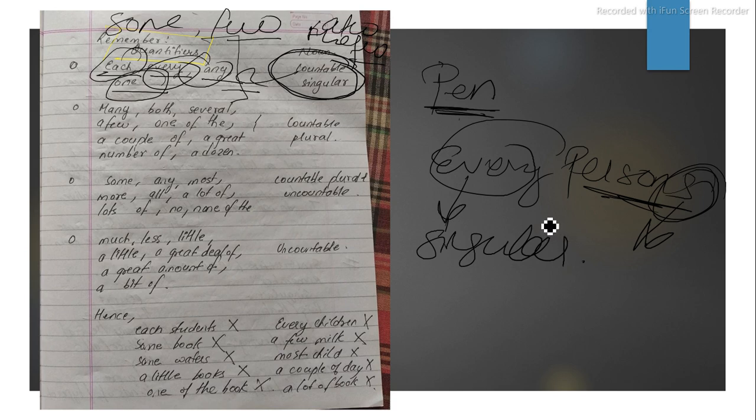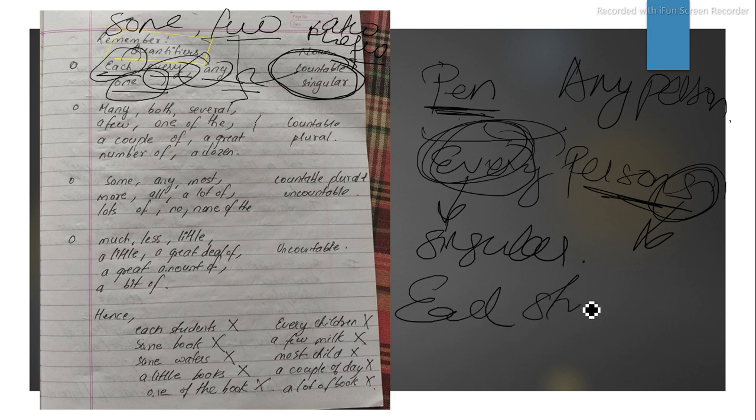Okay, people, what they confuse is that wherever there is the word every, they think that this is a plural word and it is going to be used in the plural. No, every here is going to be used with a singular countable noun. Any person, not any persons, any person. Okay, third, each student, not each students. This each students is wrong.